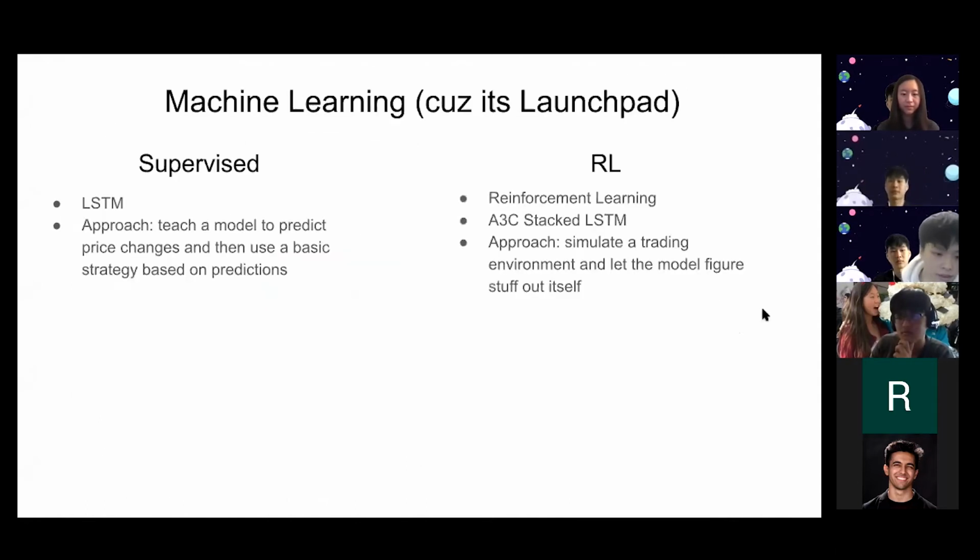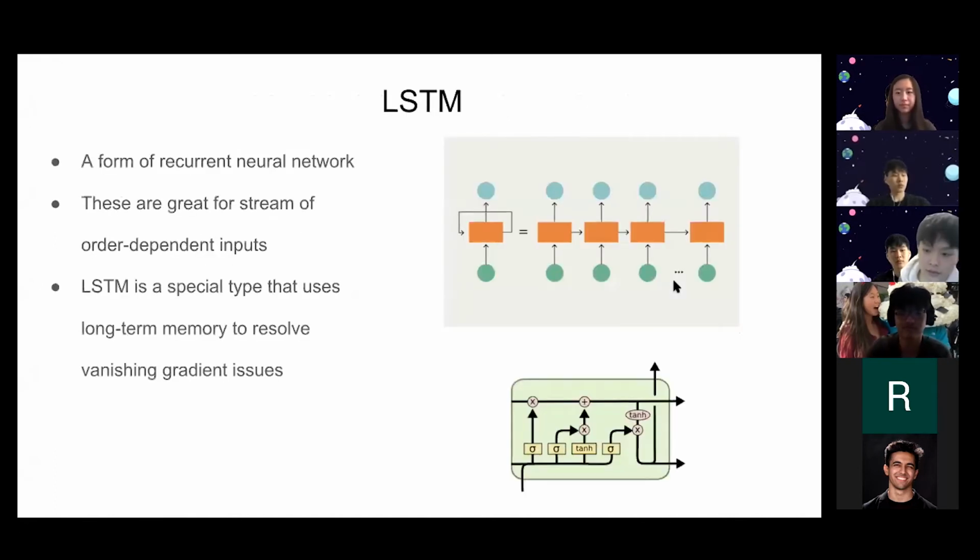Moving on, we also did machine learning because we're at Launchpad. We did supervised learning with LSTMs, and then we also did reinforcement learning with A3C stacked LSTMs, which I'll explain in a bit. For LSTMs, I believe most people should know what they are, but in case you don't, it's basically a form of recurrent neural network, meaning that we feed the state of each network into the next network. So it takes in a sequence, and we continue feeding it down the sequence.